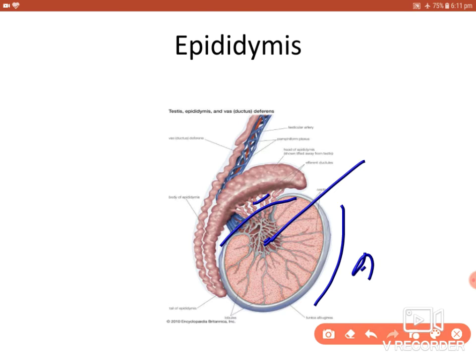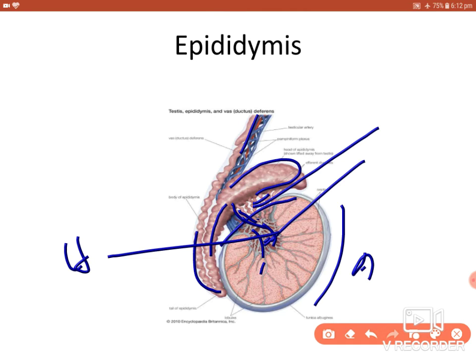From here you can see this is the efferent ductules. This is the head of the epididymis, body, tail, ductus deferens. So here you can see the arteries entering the testis through this hilum. So this part is also called the hilum of testis.